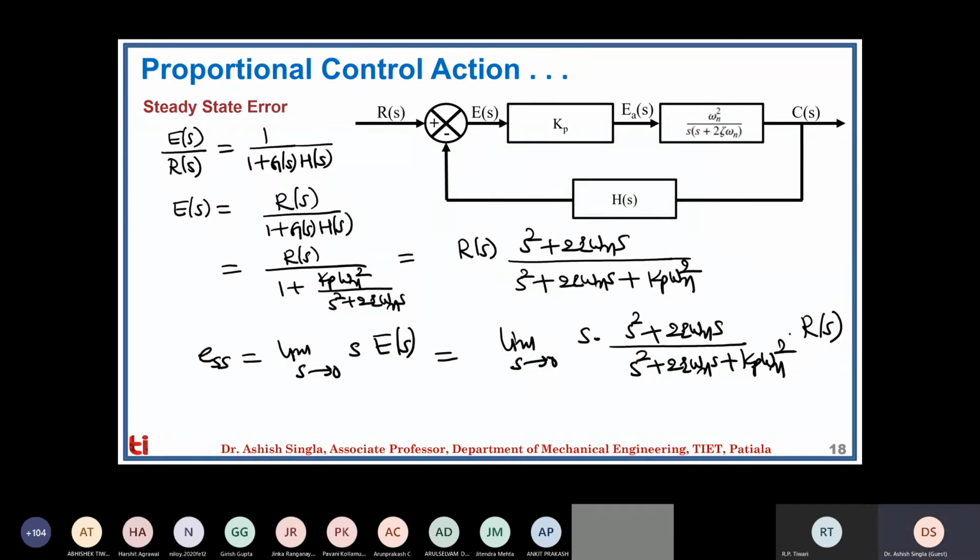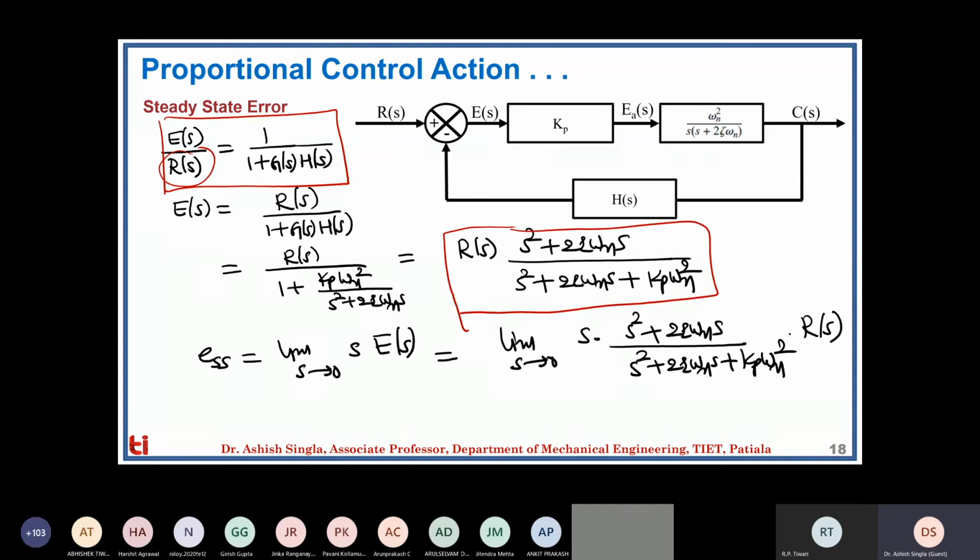To calculate the steady state error, we have this formula from the block diagram reduction: E(s) by R(s) should be equal to 1 upon 1 plus G(s)H(s). If we plug in these values, where R(s) is the input, that input can be any standard input like step input, ramp input, parabolic input, or impulse input. We have this as the final expression of E(s). Finally, we calculate the steady state at time t equal to infinity. So this is the final expression for steady state error.